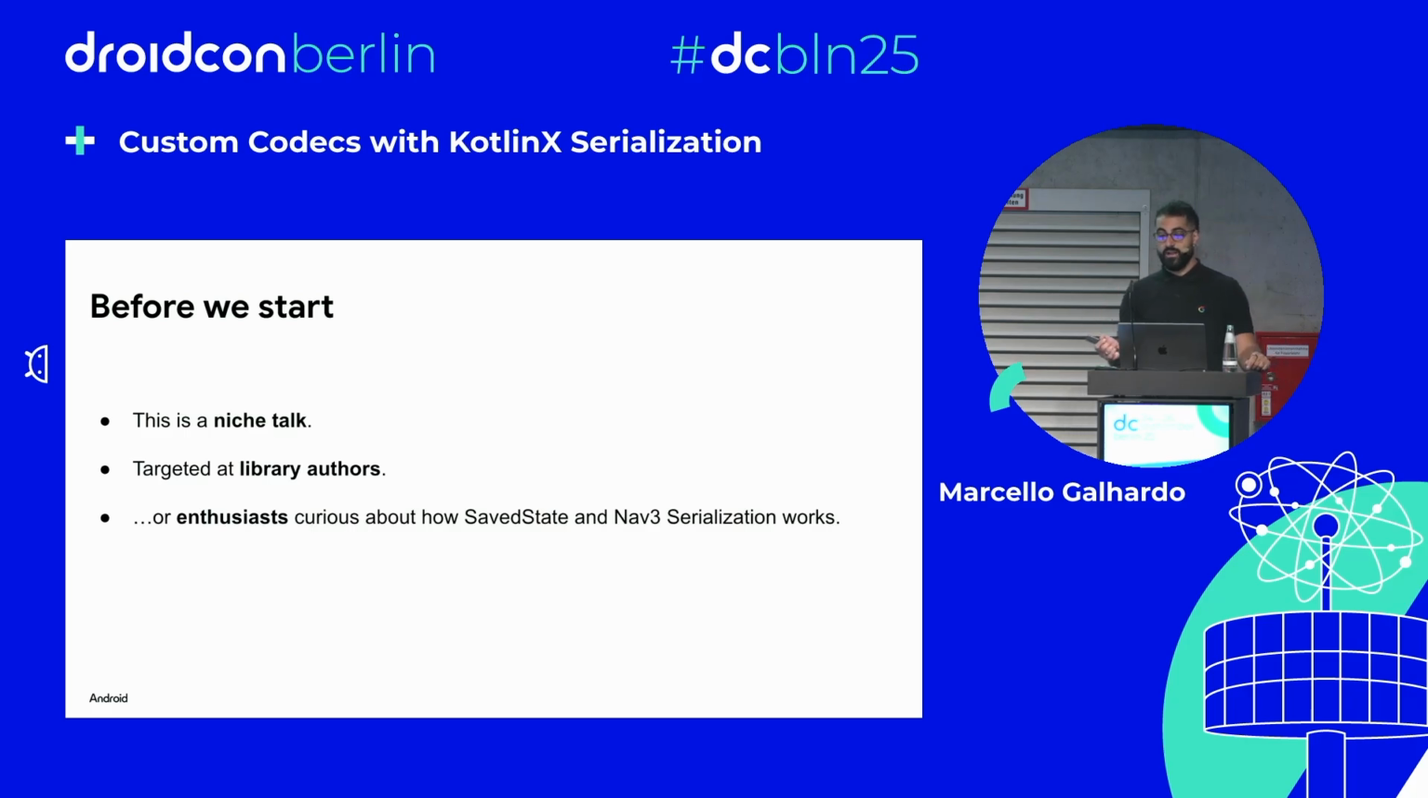Before I start, a quick disclaimer is that this is a bit of a niche talk. It's targeted for library authors that need or want to build their own codecs for specific reasons. But if you're curious about how that was done in SavedState navigation tree serialization, that also might be interesting for you.